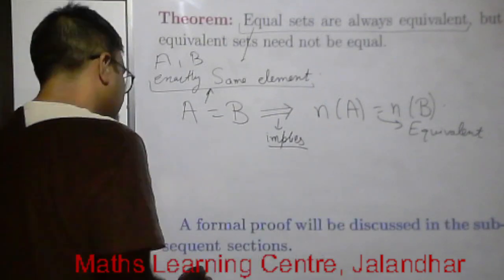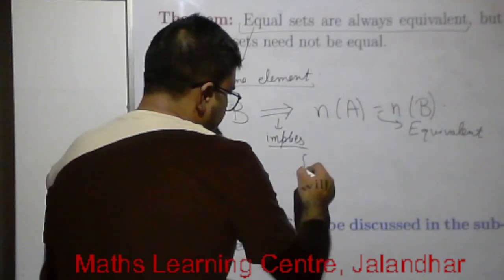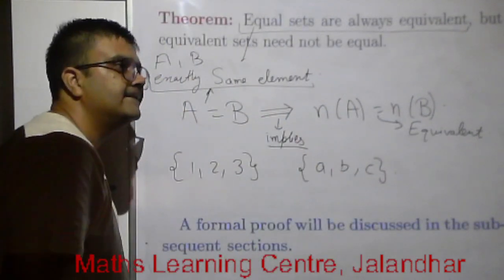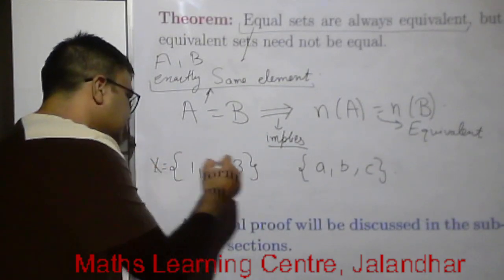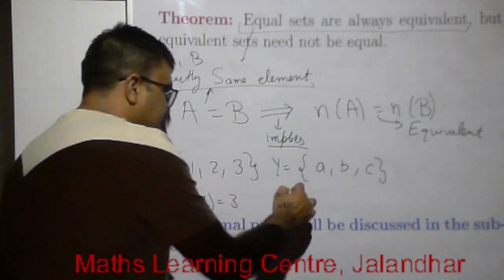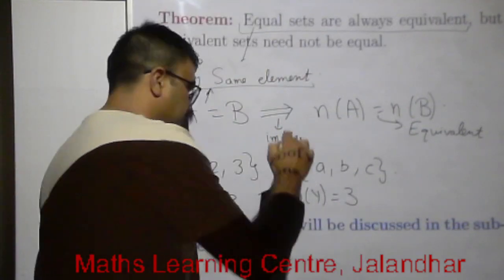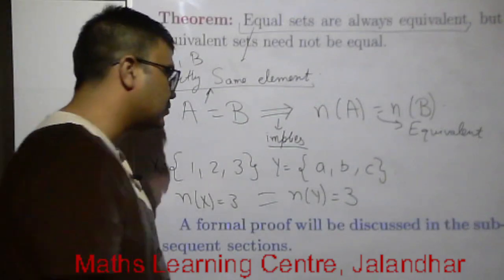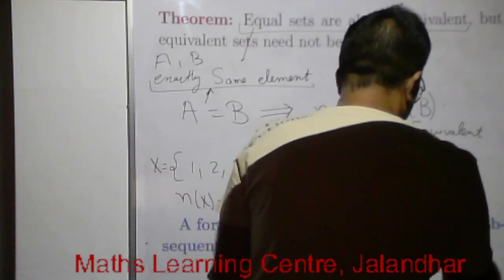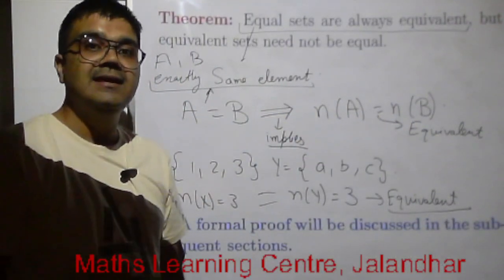The first part. Consider a set 1, 2, 3. Consider a set A, B, C. So this is X, this is Y. The number of elements in X is 3. The number of elements in Y is 3. The number of elements in both these sets are equal. These two sets are equivalent. The number of elements are equal, so they are equivalent.